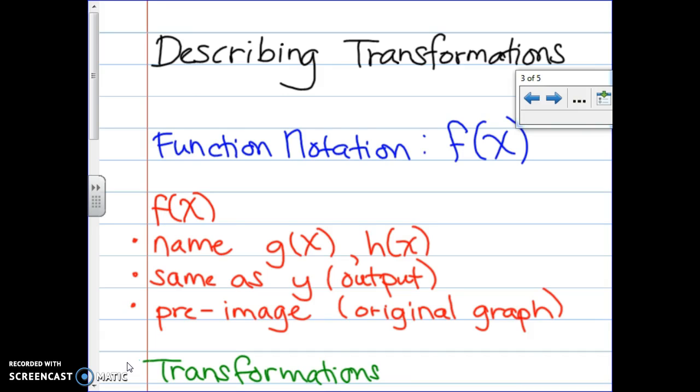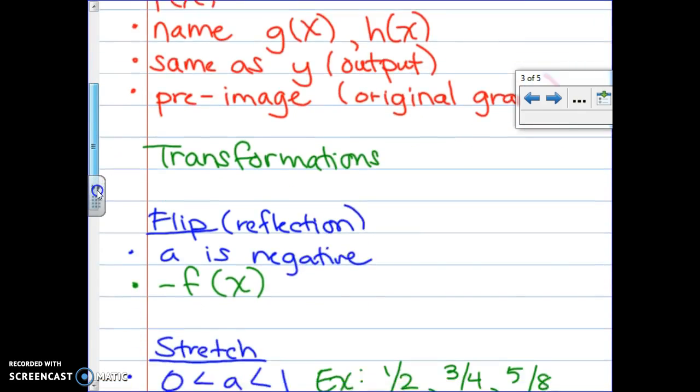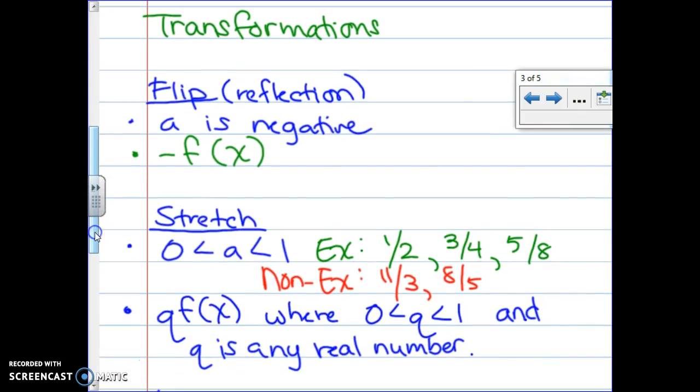F of x is also the same as y. It's your output. It's the function value. Okay, and in terms of transformations, f of x is also known as the pre-image, which is the original graph or the original function. All right, let's get into the transformations. So transformations, we know a flip. A flip occurs when a is negative. The way you would write that in function notation is you put the negative in front of f of x.